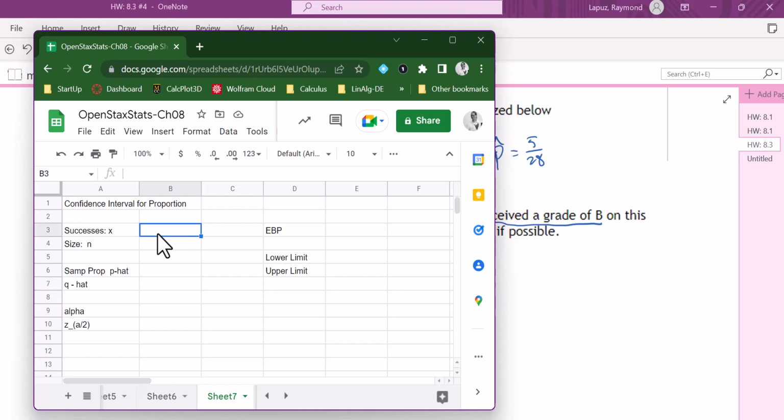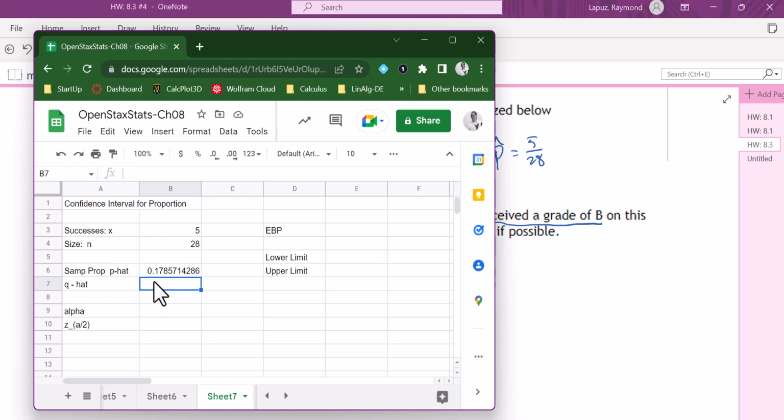Let's start typing in our values. Our X was 5 and our N was 28. So for the sample proportion, this is where the formulas begin. I'll say equals 5 divided by the N. And so I'm going to get this value, 0.71857, etc.